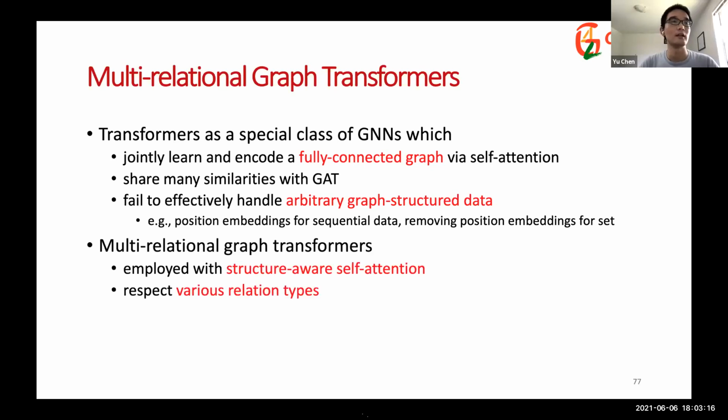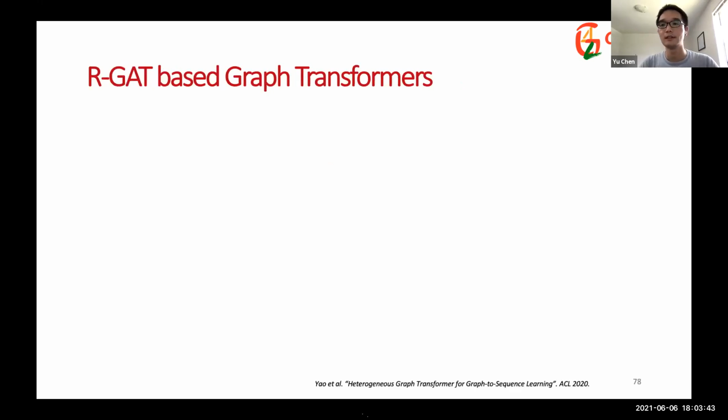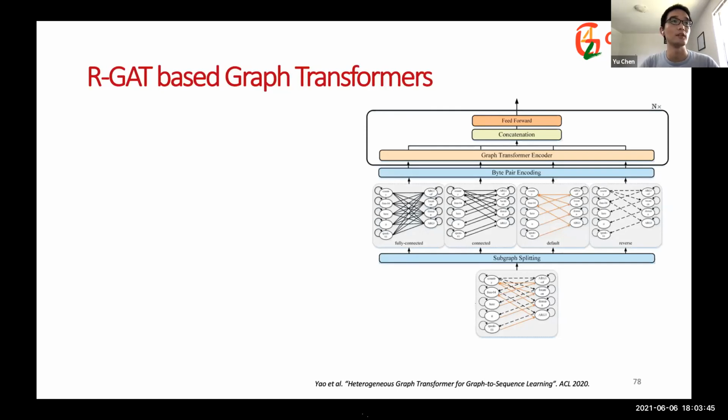So that's why people introduced the multi-relational graph transformer ideas here. It has two key features. One is that it employs structure-aware self-attention, which leverages the graph structure of the input data. And the second feature is that it respects various relation types so that it can handle multi-relational graphs. So let's first see one example, which is the RGAT-based graph transformer here.